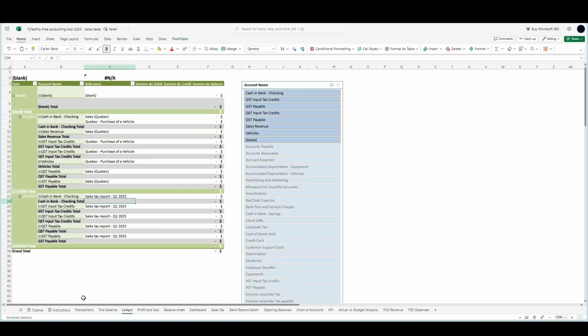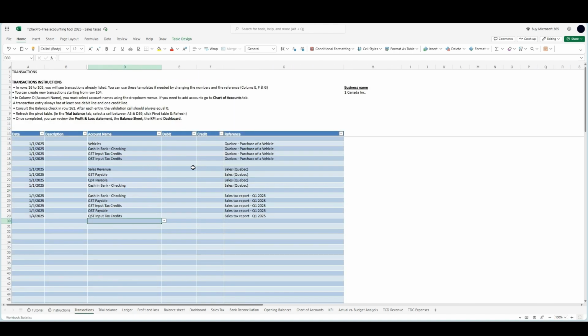Let's walk through a simple example for a Quebec business to see how sales taxes are recorded. Imagine a business makes a taxable sale of $10,000. On that sale, it collects $500 in GST, which is recorded as a credit to the GST payable account. It also collects $997.50 in QST, credited to the QST payable account. The total amount received, $11,497.50, is deposited into the company's bank account as a debit.